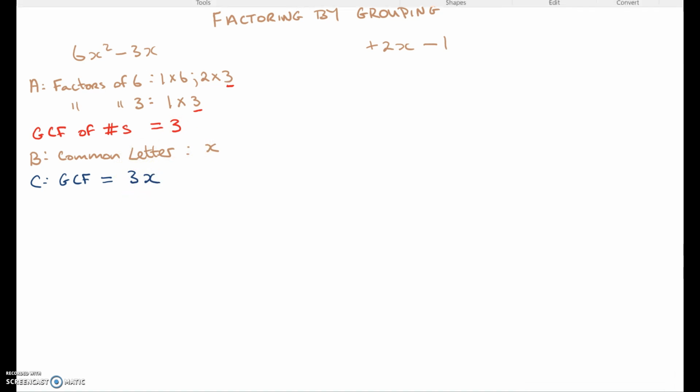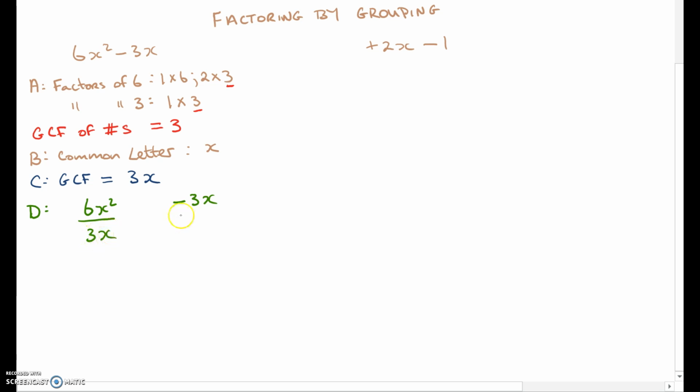Now if you remember what comes next, there's a little bit of division involved. So we have 6x squared and minus 3x, and we're going to divide them both by the GCF, 3x. Now 6x squared divided by 3x. 6 divided by 3 is 2. x squared divided by x: same letter, so subtract the powers. 2 take away 1 is 1, so it's x to the power of 1, or just 2x. Minus, now here, 3x on top and 3x on bottom.